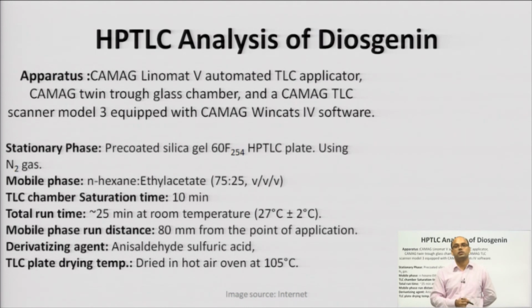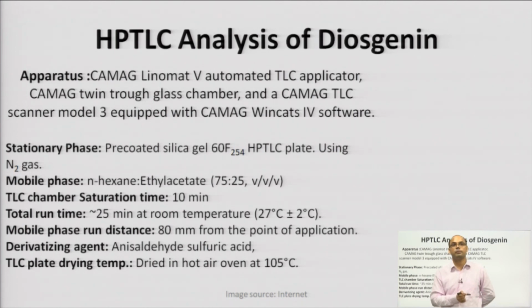Moving on to the HPTLC analysis of Diosgenin, we have used the Camag Linomat TLC applicator, the Camag twin trough glass chamber, the Camag TLC scanner, and the Camag WinCATS software. So, everything in HPTLC is automated. It is very much similar to the thin layer chromatography which we studied in the previous slide, but here sample application is automated, sample visualization is automatic. So, the results can be reproducible. HPTLC analysis has the benefit of reproducibility. The method can be reproduced anywhere in the world using the same conditions.